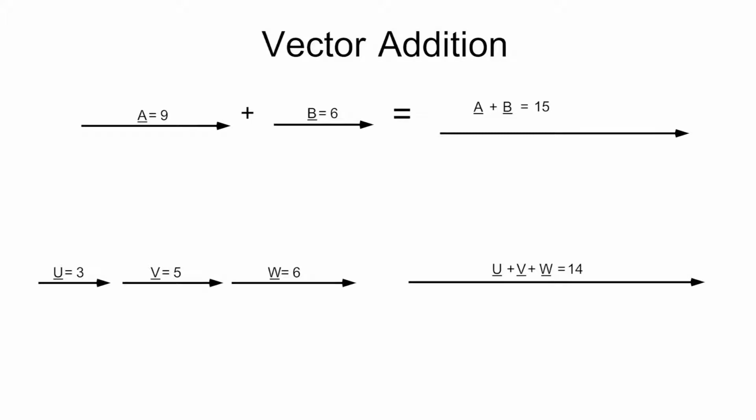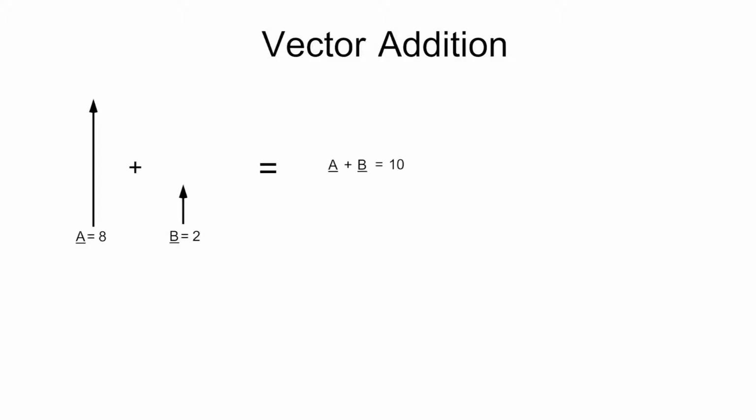You can add as many vectors as you can, as long as they all have the same direction. Again, as long as vectors have same direction, they can be added together, and the new vector will also have the same direction.